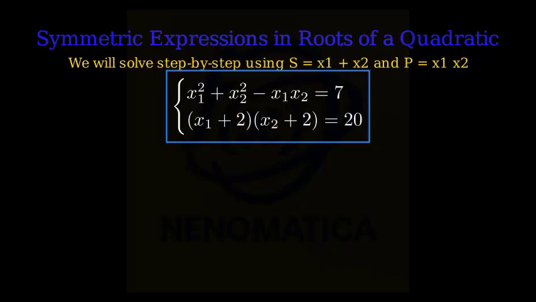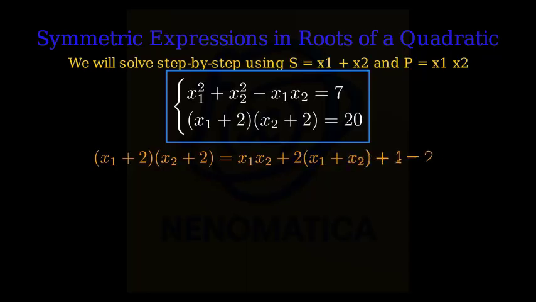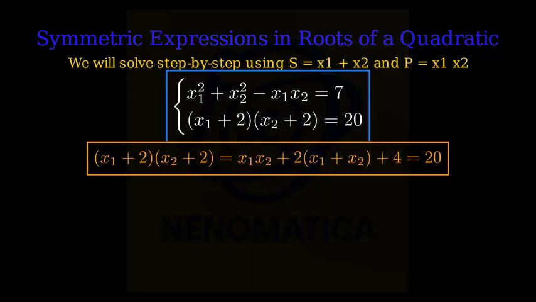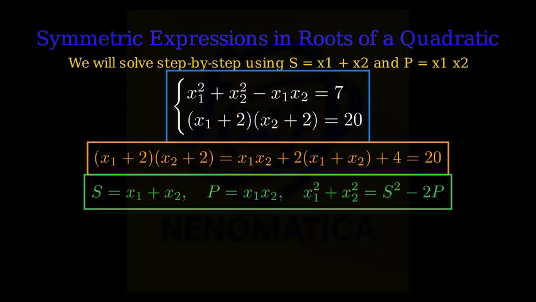Step 1. Expand the product in the second equation. We use the distributive property to get 4 plus 2 times the sum of the roots plus the product equals 20. Step 2. Introduce symmetric sums and products. Let s equal x1 plus x2, and p equal x1 times x2. Also recall that x1 squared plus x2 squared equals s squared minus 2p.